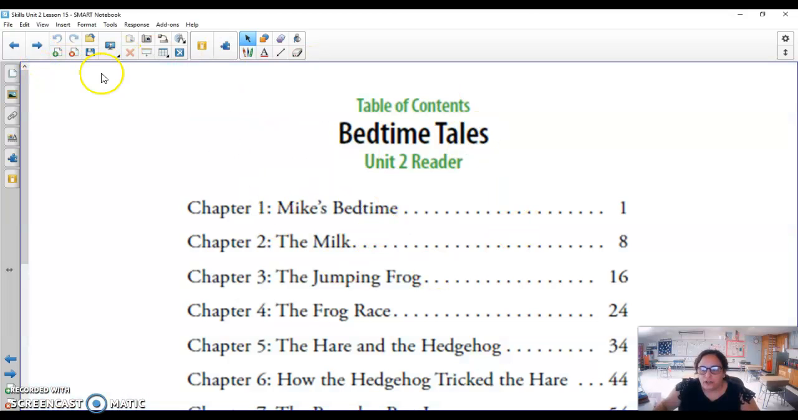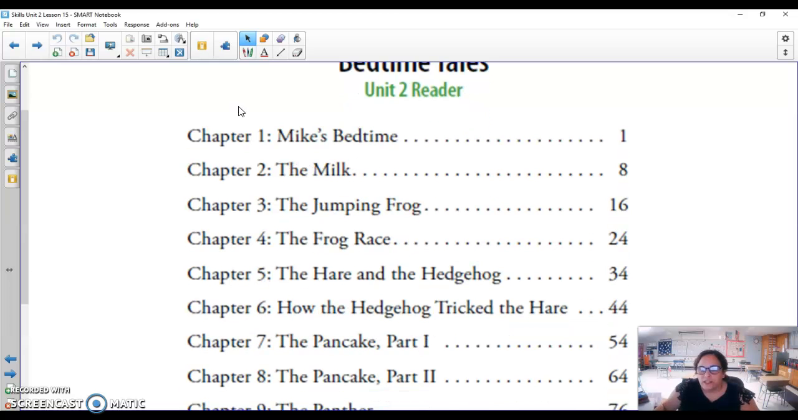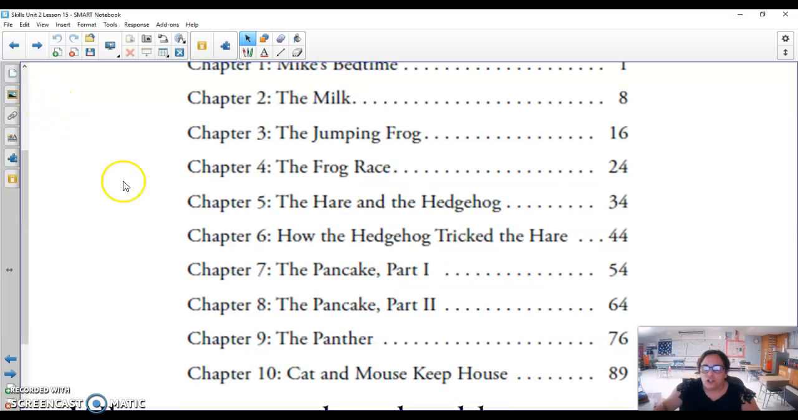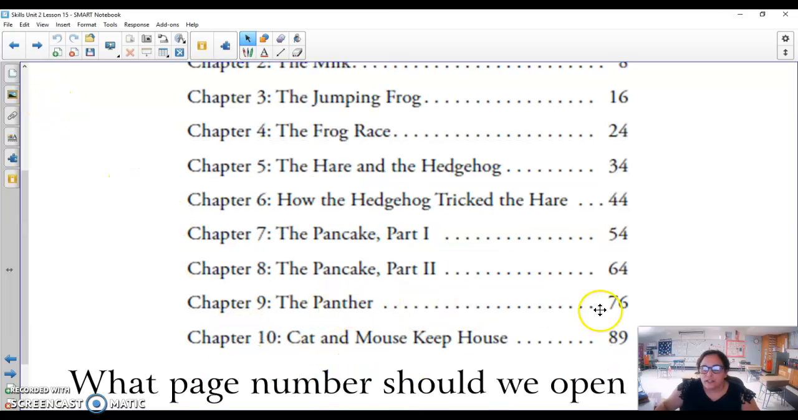So in your reader, you have something called the table of contents. The table of contents is always found in the beginning of the book. So what is the table of contents? Yes, the table of contents is the name of the chapter and what page it's on, okay? So if we look, chapter 9 is the Panther, and it's on page 76.